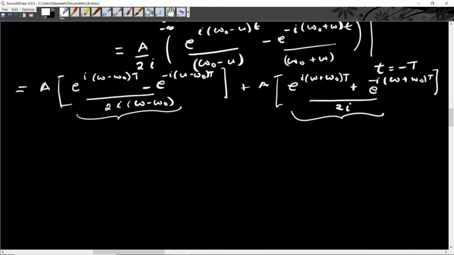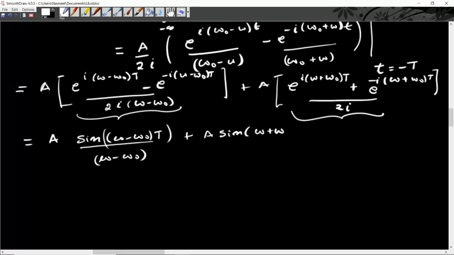And note that the terms in the brackets can be written in terms of sines. So we can write this as a times sine (omega minus omega naught) t over (omega minus omega naught), plus a times sine (omega plus omega naught) t over (omega plus omega naught). And this is the Fourier transform of our pulse modulated cosine function.